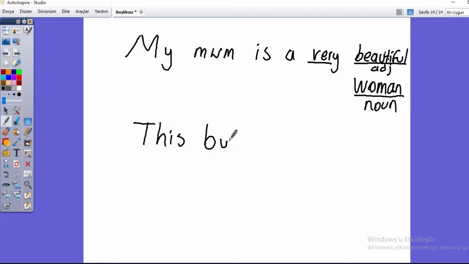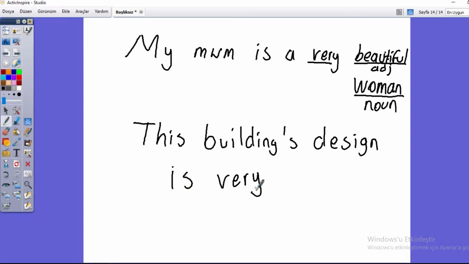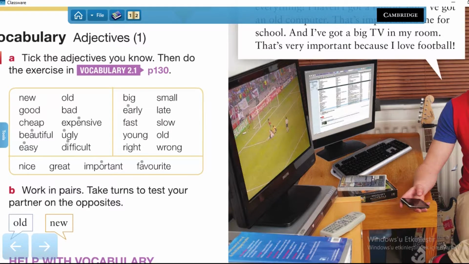These buildings design is very ugly. Right. And the next adjective here, easy, and the opposite of easy is difficult.